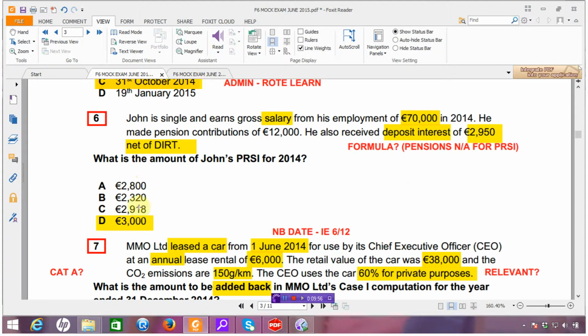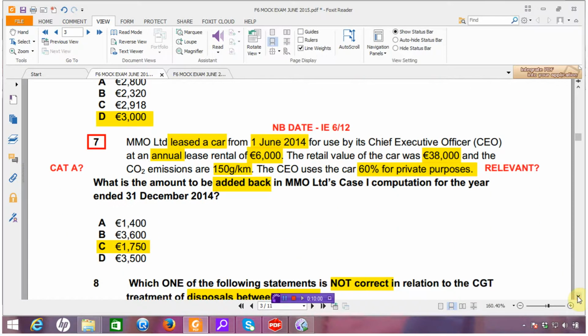So number 6, answer D. Next point here, again, popular little area. Your F6 examiner loves cars in all respects, and in this particular case, we're looking at a limited company that's leasing a car for its CEO.